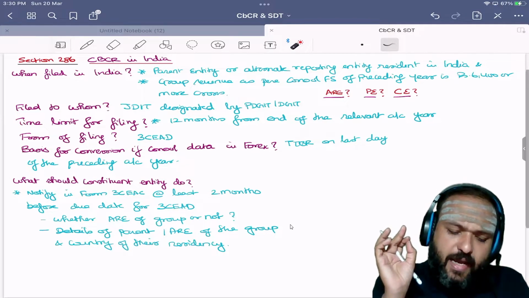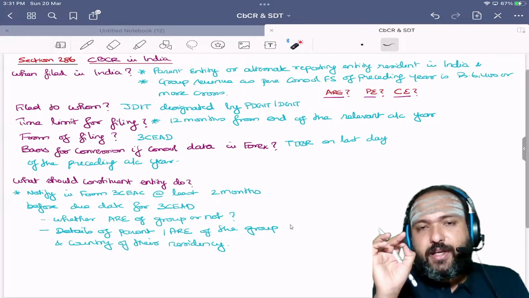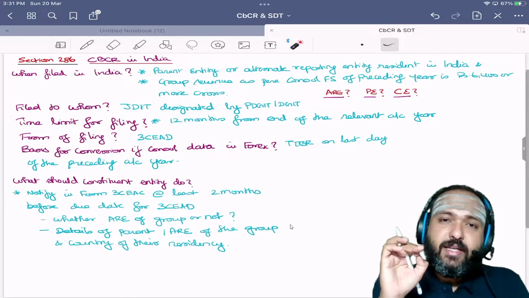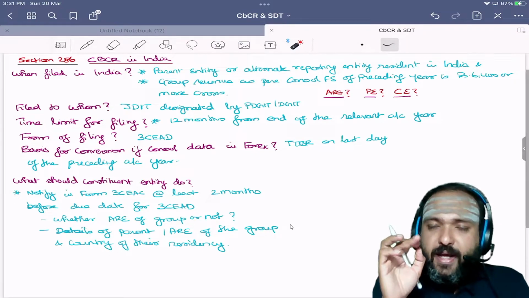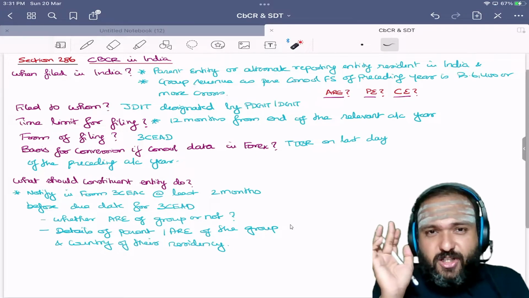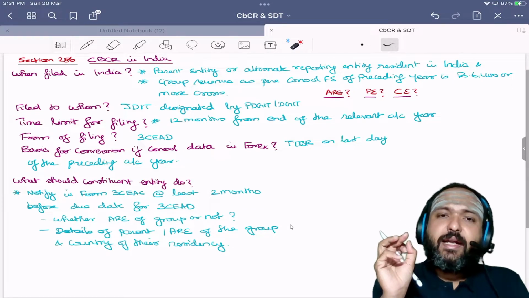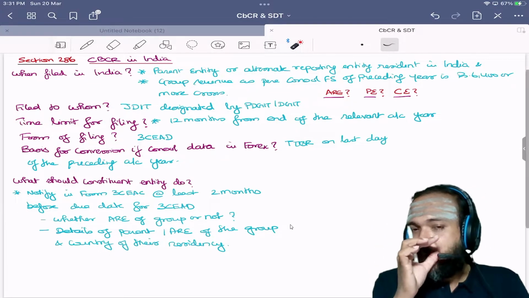Now, it is to be filed with whom? It is to be filed with the joint director of income tax, and this joint director will generally be designated by the risk assessment or systems division of the director general of income tax or principal director general of income tax. Initially it was to be filed only with the director general and principal director general, then it was designated to the joint director of income tax.